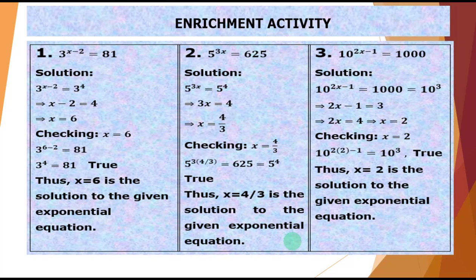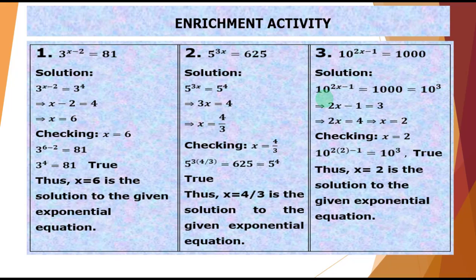Next problem, the third one, 10 raised to 2x minus 1 equals 1000. Solve for the value of x. We just copy, equals 1000. And we know that 1000, how many zeros? 3. That is, 1000 is a power of 10, or it's equal to 10 raised to 3.